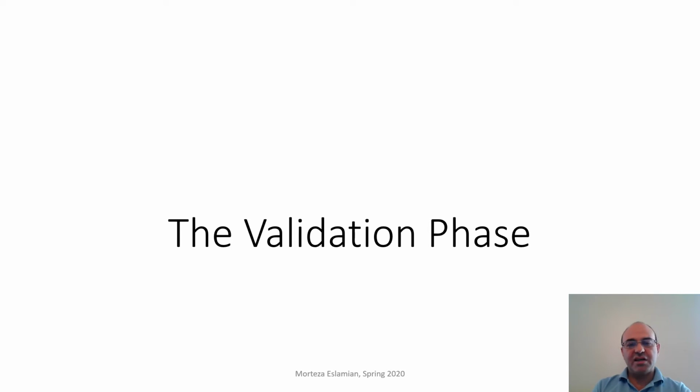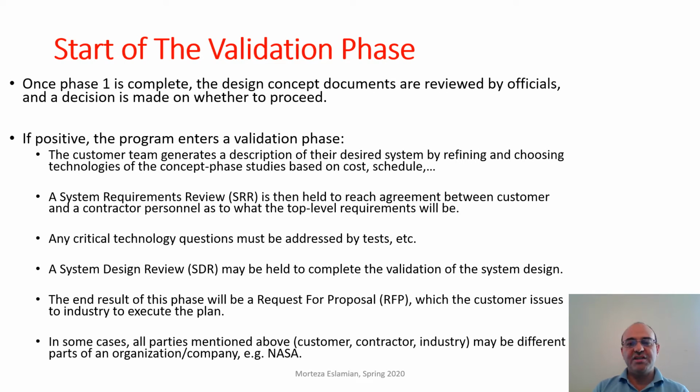Okay, so now let's talk about the validation phase. Once the concept has been defined and a feasibility study has been done, and the overall shape of the spacecraft, different subsystems, and the mission have been defined, then now it's the time to validate or to review this concept definition and come to a conclusion. So what do I mean by come to a conclusion?